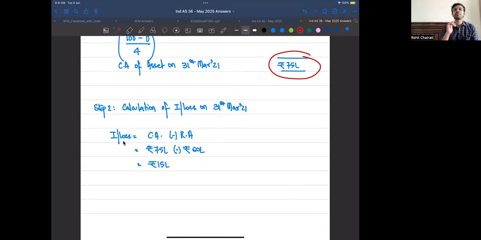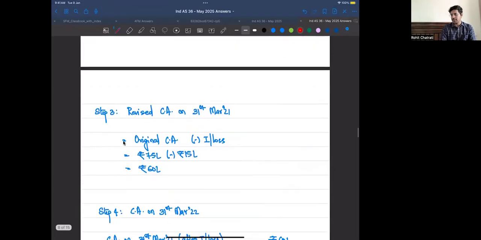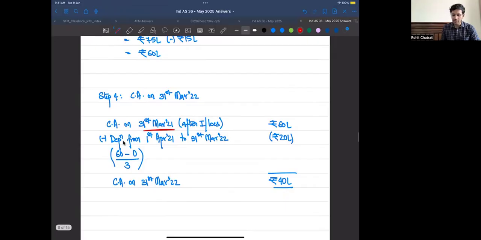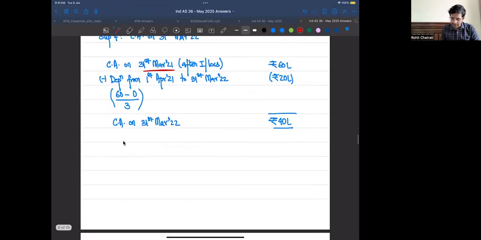Because when you recognize impairment loss, the carrying amount changes, and therefore the revised carrying amount is depreciated on a prospective basis over its remaining useful life. Hence, the depreciation for year 2 is not the same as that of year 1. That is with regard to carrying amount on 31st of March 22.